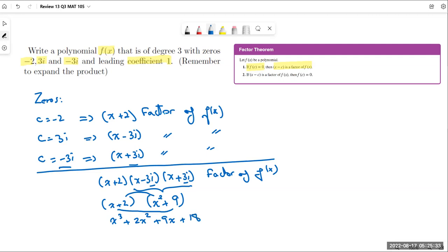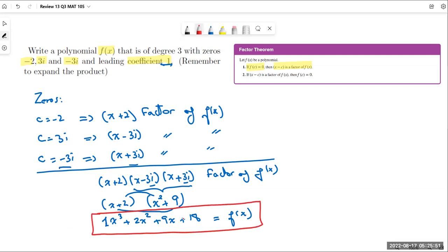All right, so the only thing we gotta verify is that the leading coefficient is 1, and yes, it is 1. So you're done. This is your f of x, all right? And that's what you were looking for. All right, we can put a box on it, and we are all set.